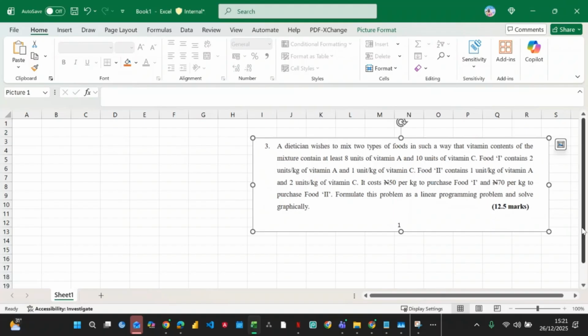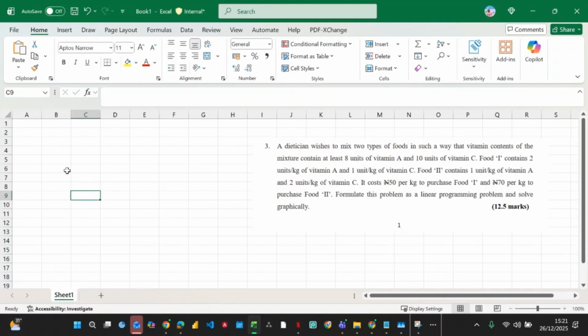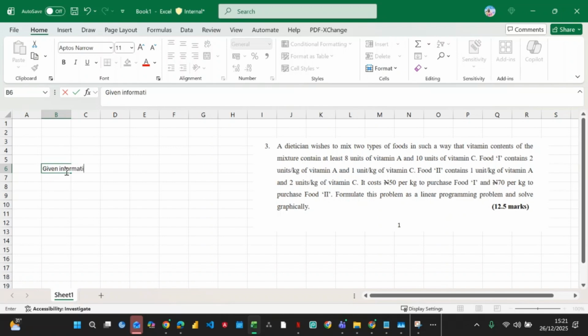So now, let us get our data ready. It is like if you're solving an exam. The steps have to be there. So let's just say given data, or given information. Given data or information, we have food one.